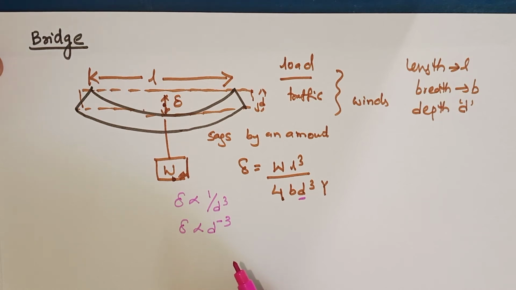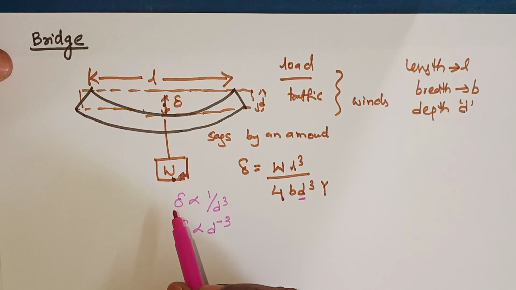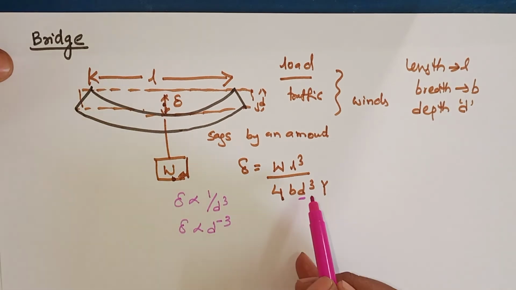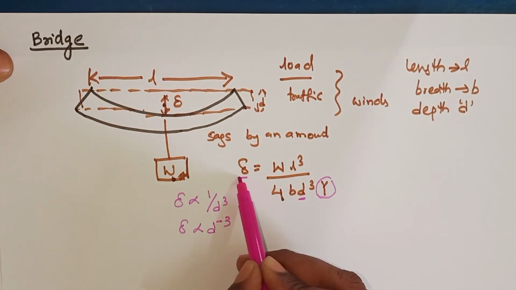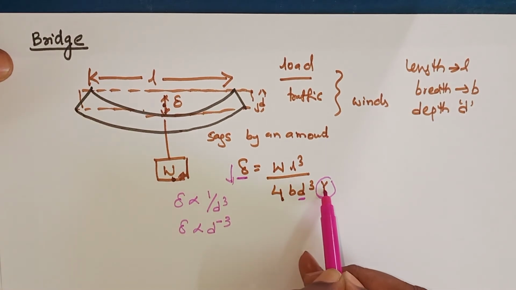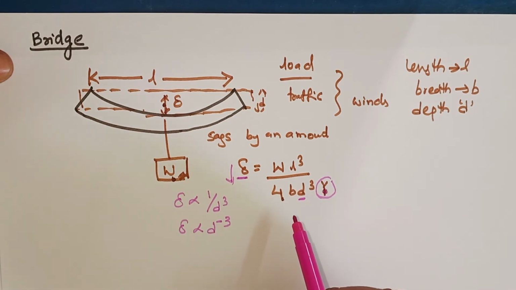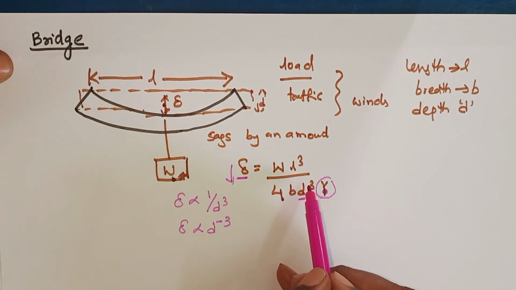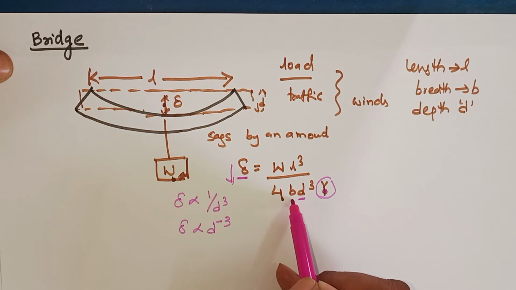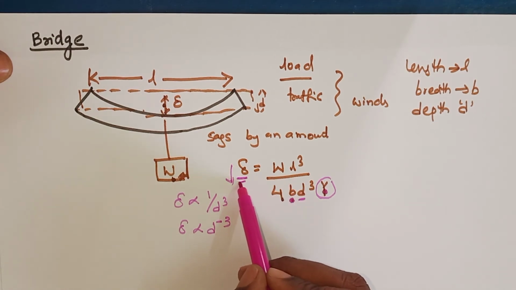Right. Now from that we see that to reduce the bending for a given load, one should use a material of large Young's modulus, so that delta is less when Y is more, right. And for a material, increasing the depth rather than the breadth is more effective in reducing the bending.